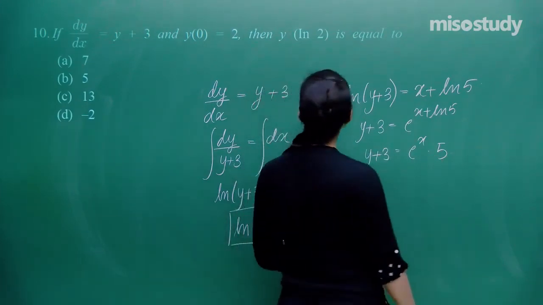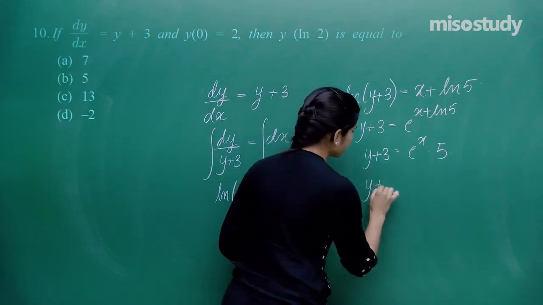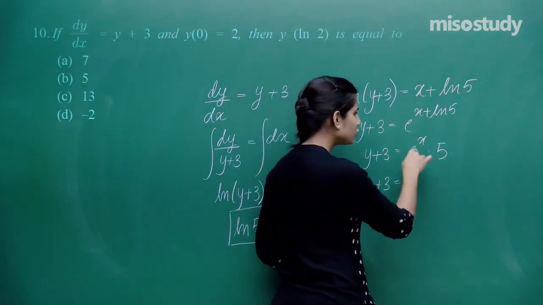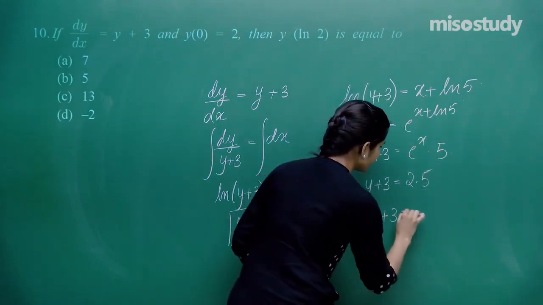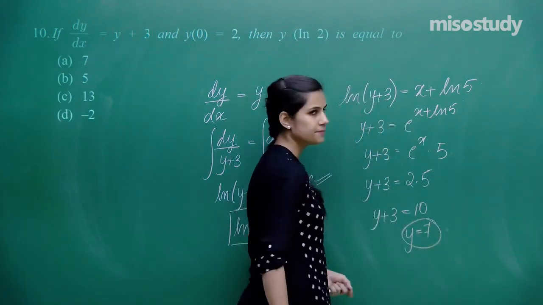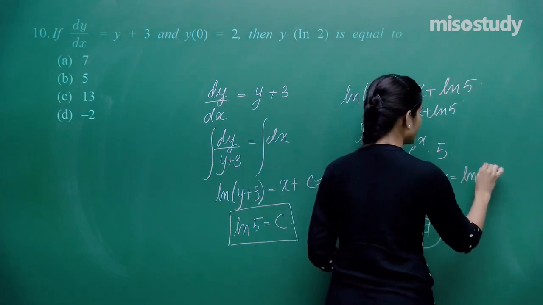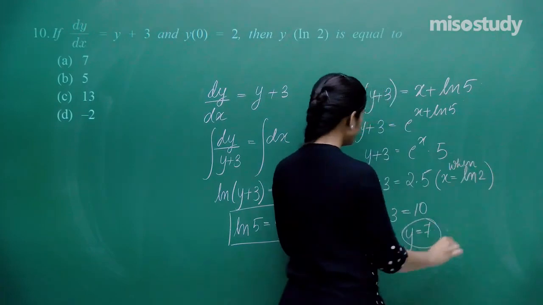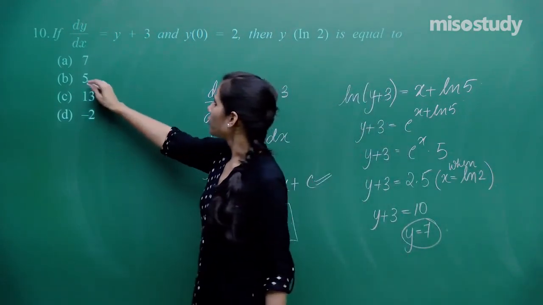Right? You are being asked what is y of ln 2, when x is ln 2. When x is ln 2, e to the power ln 2 gives you 2. So you get y plus 3 equals 10. Y at that time is 7. Right? When x is ln 2, then you get y plus 3 equals 10, so y is 7, and that is your answer.